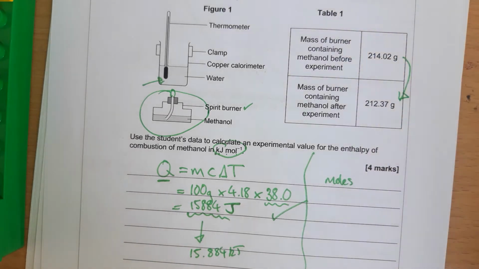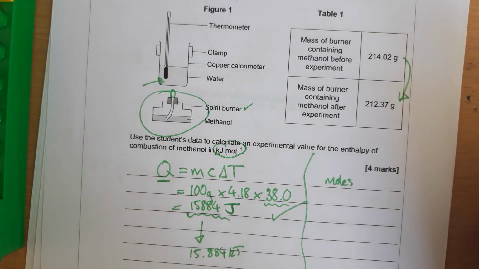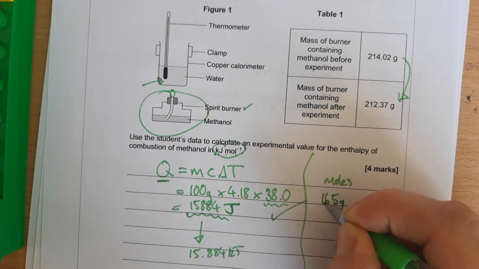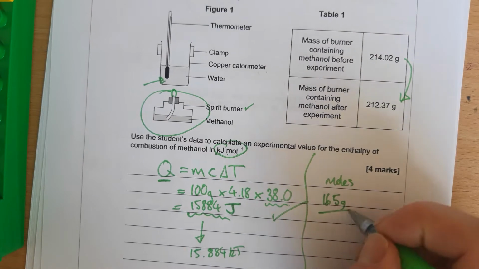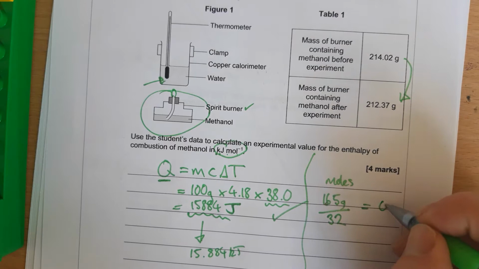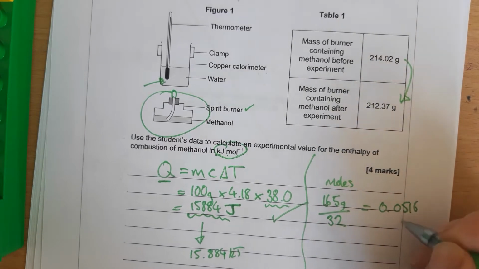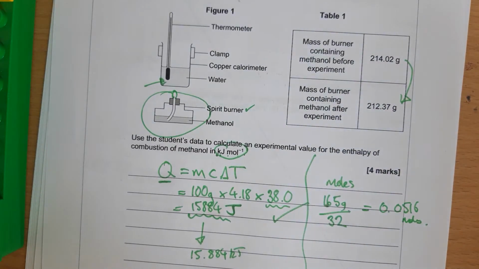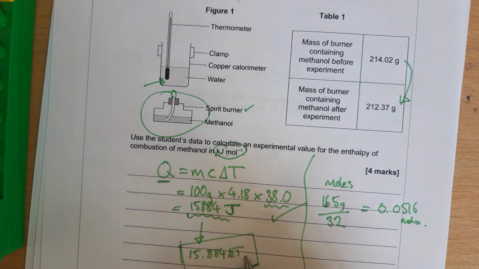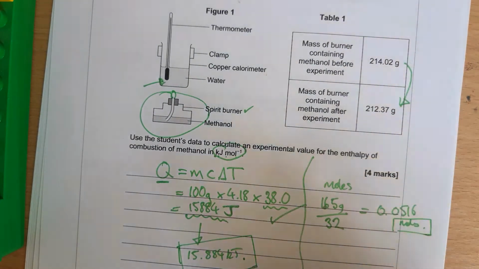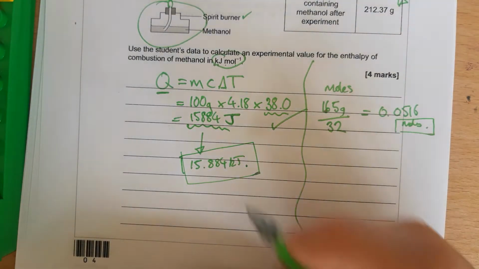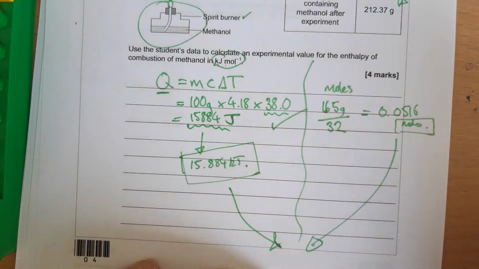So I'm going to look at the mass difference, and it looks like I have burned 1.65 grams of methanol. If I divide that by the Mr of methanol, which is 32, I end up with 0.0516 moles of methanol. So one part of the question is working out the kilojoules of energy, and the other is working out the moles of methanol burned. So the final bit is to put those two together to get kilojoules per mole.